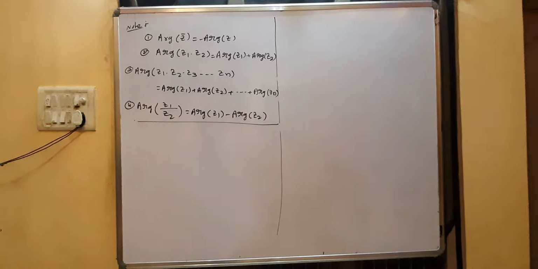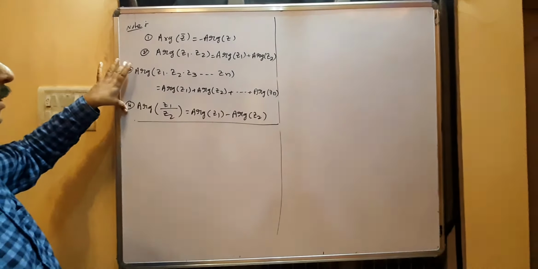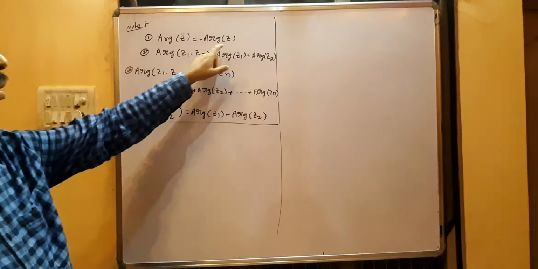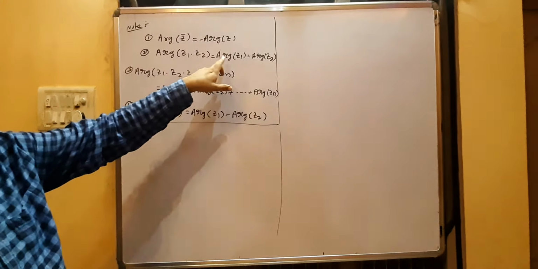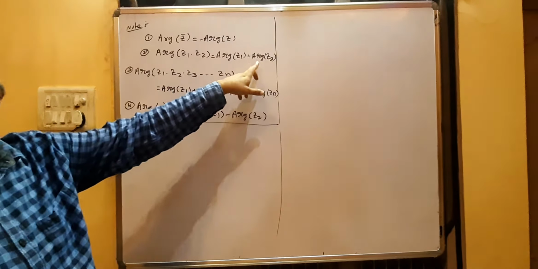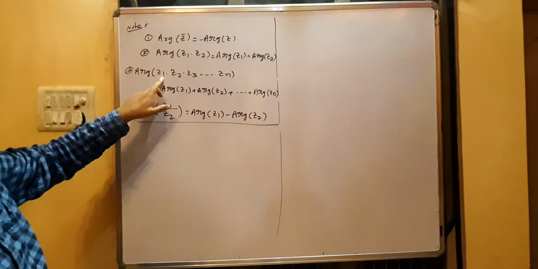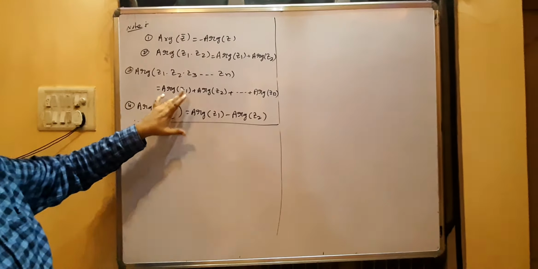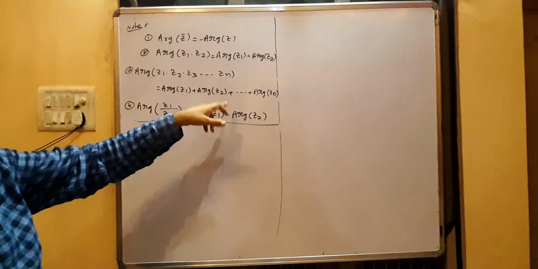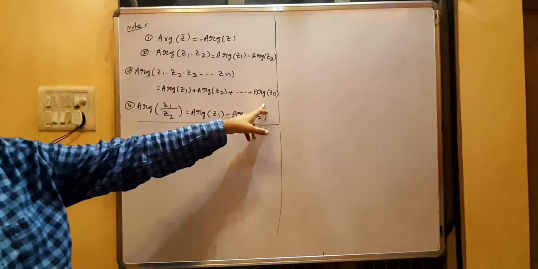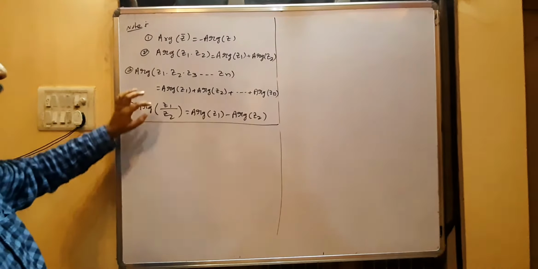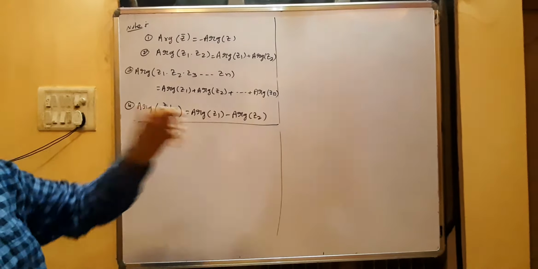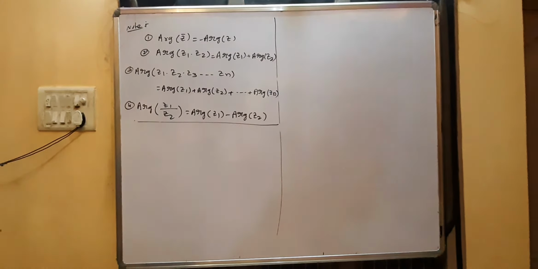Next concept. We know these points already. Argument of z conjugate is minus argument of z. Argument of z1 into z2 is argument of z1 plus argument of z2. Argument of z1 into z2 into z3 and so on up to zn is argument of z1 plus argument of z2 plus argument of z3 and so on up to argument of zn. Argument of z1 by z2 is argument of z1 minus argument of z2.